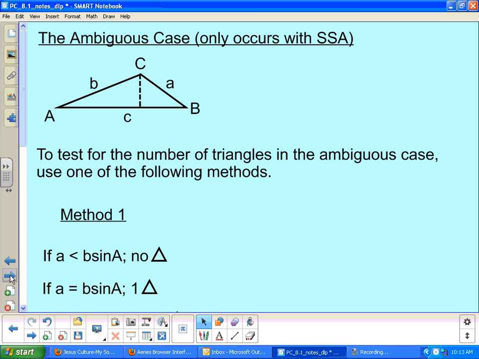Ambiguous. Now you only do this when you have that side-side-angle. You don't set it up the other way. Okay, so make note of the triangle and how it is currently set up, where side A, side B, side C is. Because I'm using that setup of that triangle to reference the A's and the B sine A things in this method 1 scenario.